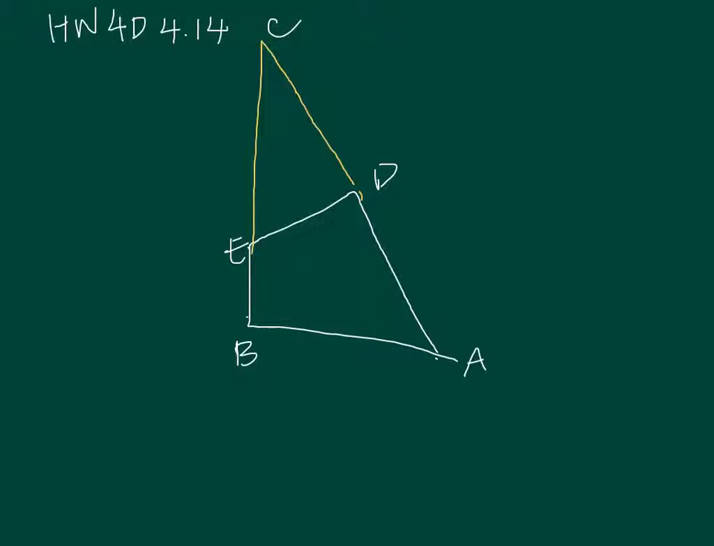This video is to go over homework for lesson 4.14, and this is problem number 6. So the question is asking: triangle ABC is similar to triangle CDF. Decide whether each statement is correct or incorrect. So let's examine part A. Part A says triangle ABC is similar to triangle DEC.